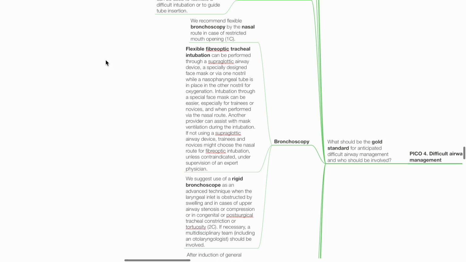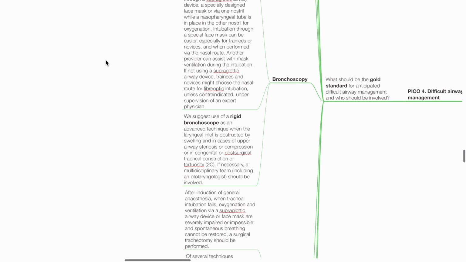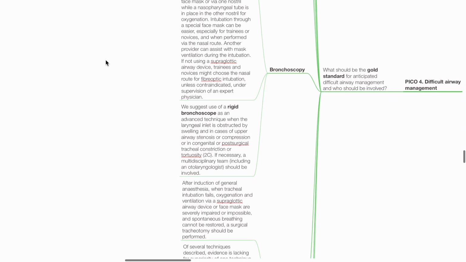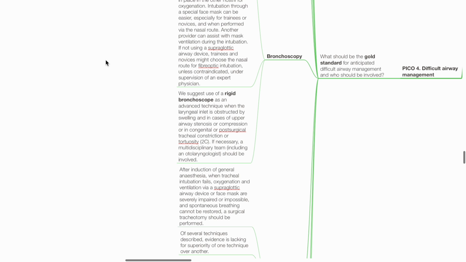It is suggested to use rigid bronchoscope as an advanced technique when laryngeal inlet is obstructed by swelling and in cases of upper airway stenosis or compression, or in congenital or post-surgical tracheal constriction or tortuosity. If necessary, a multidisciplinary team, including otolaryngologists, should be involved.